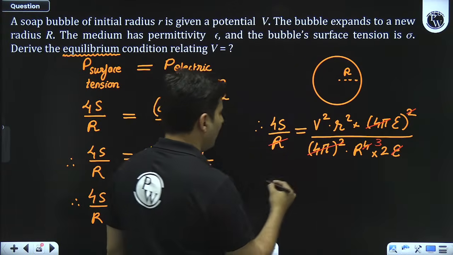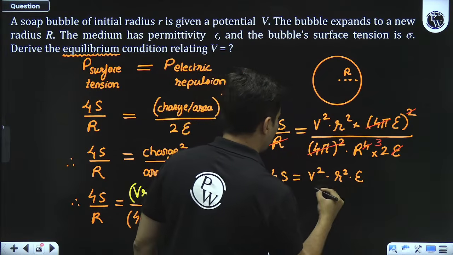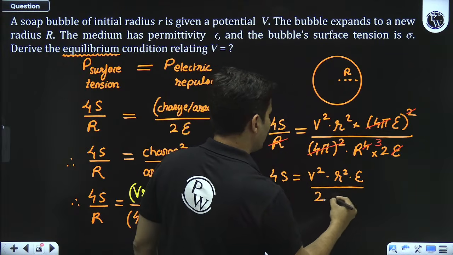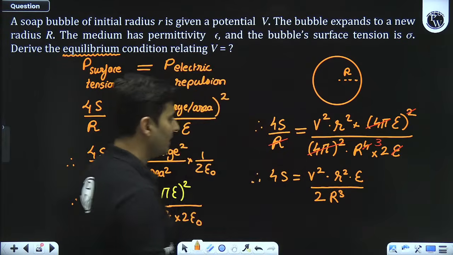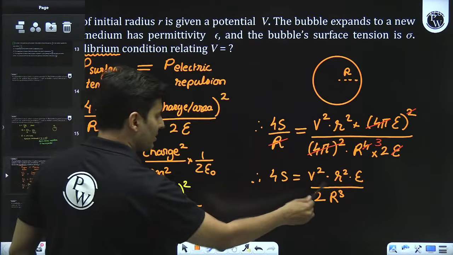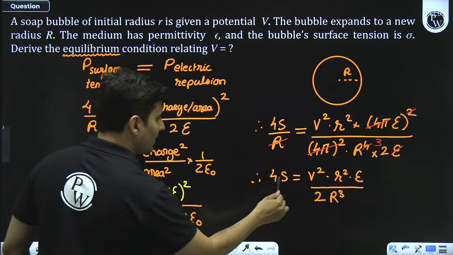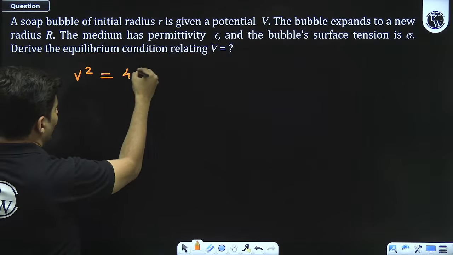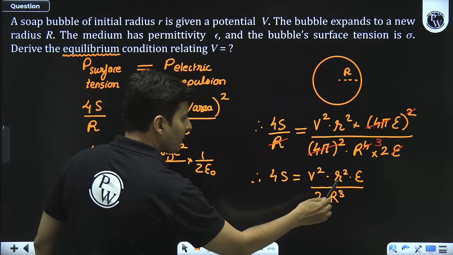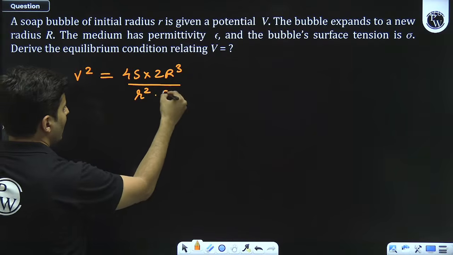Okay, so what will happen, guys? I will have 4S is equal to V square small r square epsilon whole thing divided by, what else is there? 2 is there and R cube is there. Okay, so we just have to rearrange this. We want V square, right? So let's write down V square. How much will it be? So V square will be 4S into 2R cube, 4S multiplied by 2R cube whole thing divided by small r square epsilon.